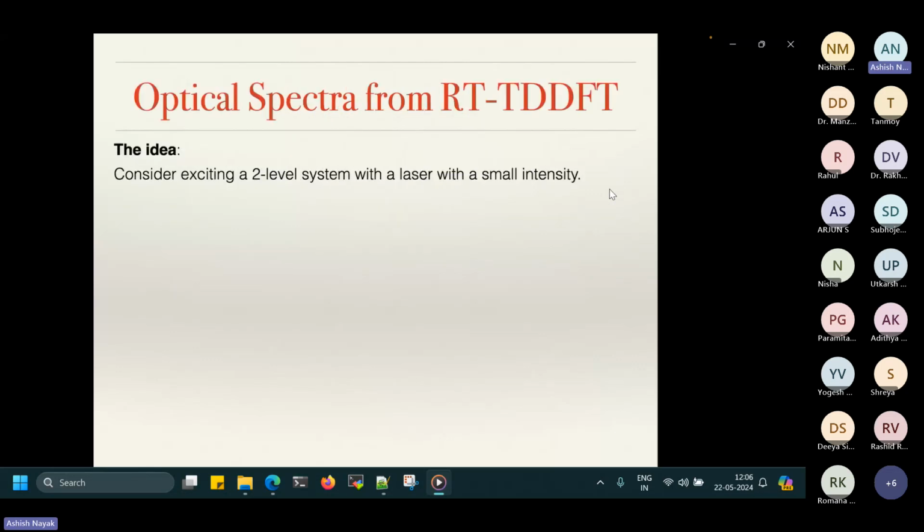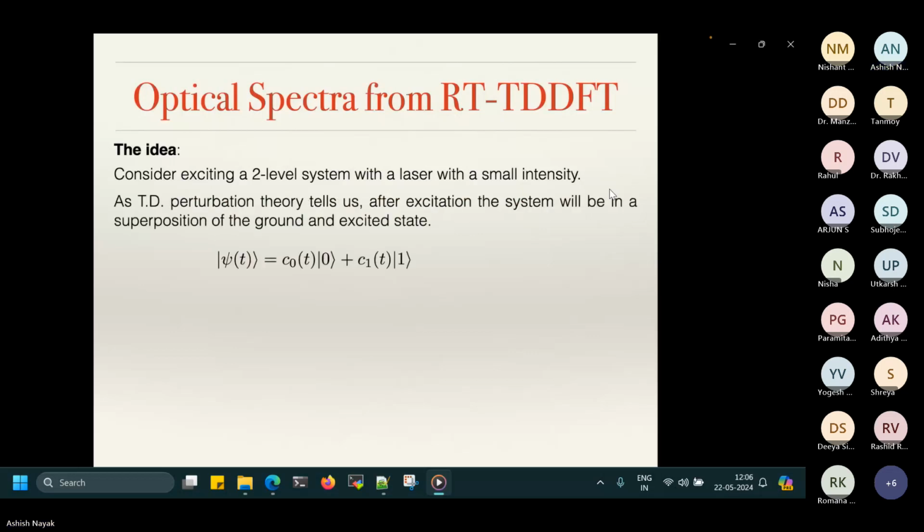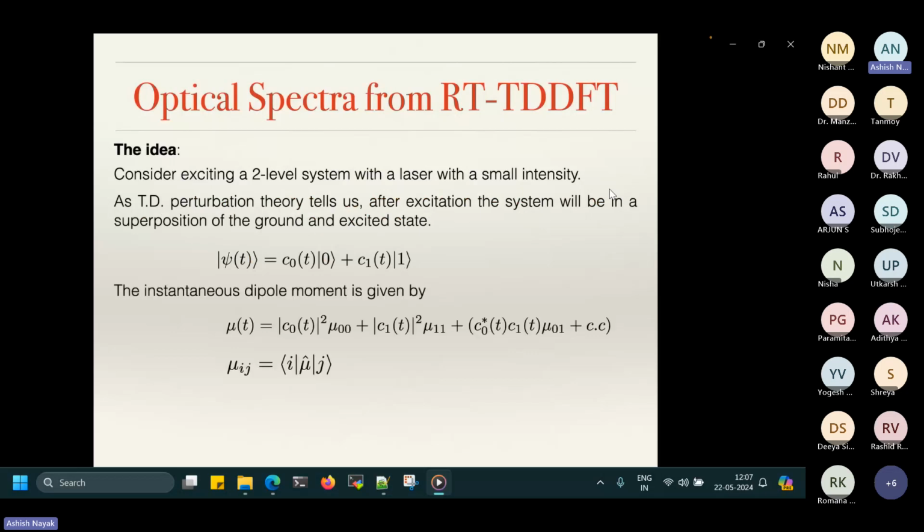Okay, so how do you put this to use? One easy thing that you can do is compute the optical spectrum. Let me motivate the idea. So consider exciting a two-level system with a laser, let's say with a small intensity. Now, from our study of time-dependent perturbation theory, we know that after excitation, the system is going to end up in a superposition of the ground and the excited state. If you then turn off the laser, or even if you don't, the instantaneous dipole moment is going to be given by this expression where you have the direct terms and then the interference terms.